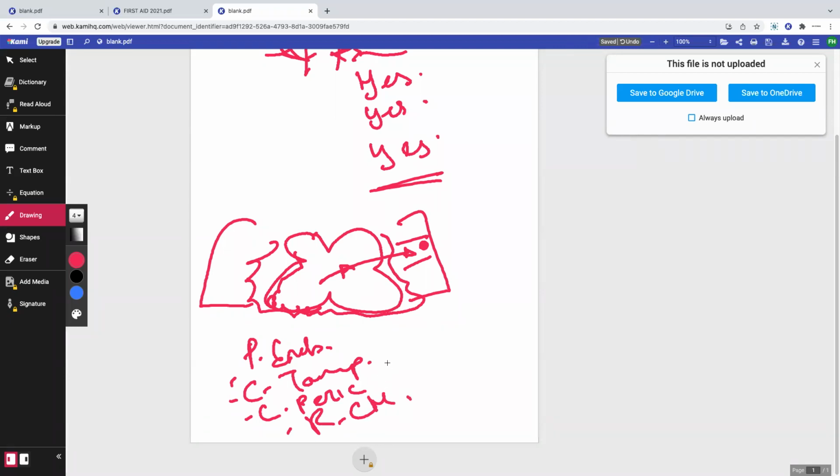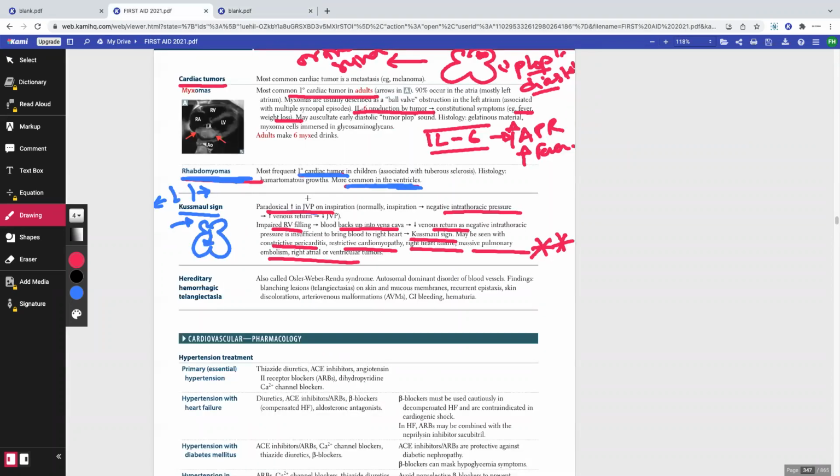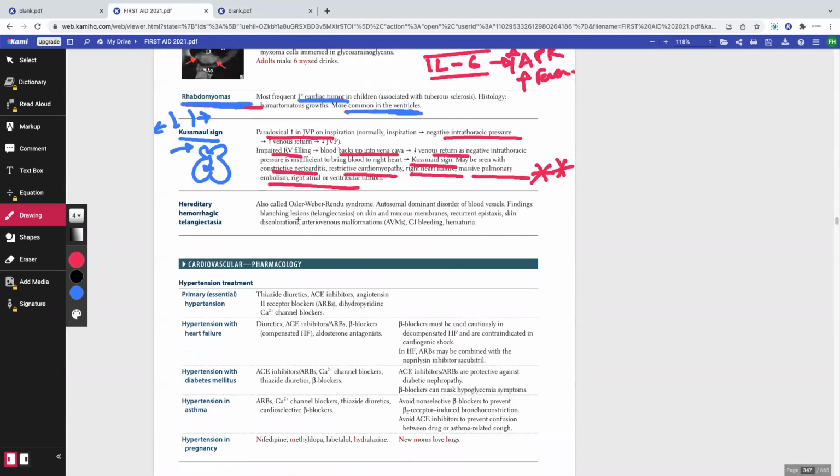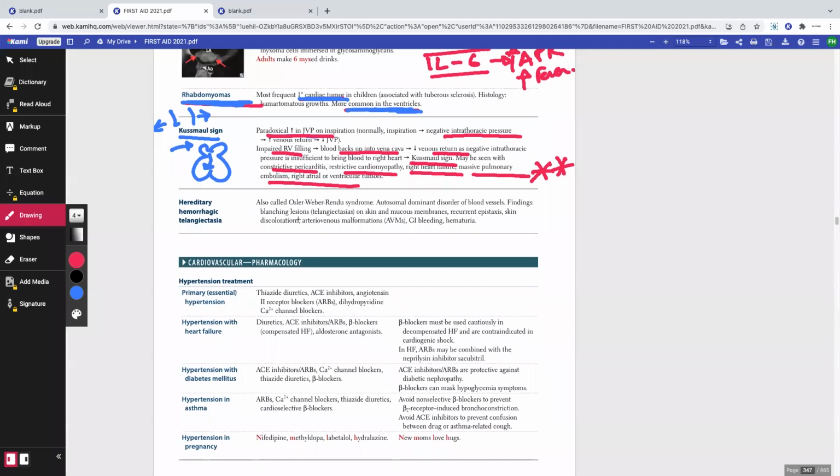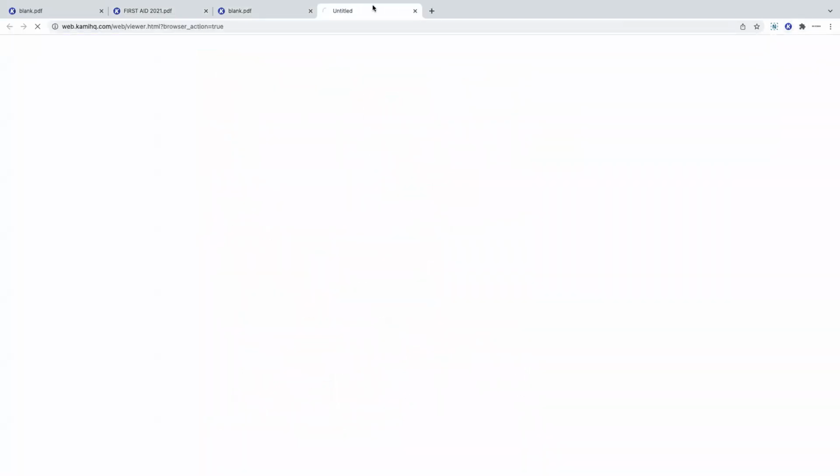Yes, are you guys understanding? Yes or no? Okay. Another one is if there is a tumor, then once again, there's an obstruction and the heart cannot push the blood out from the right to the left. So tumors. These are the 5 causes of Kussmaul sign. Are we clear, guys? Yes or no? Yes. Okay, good.